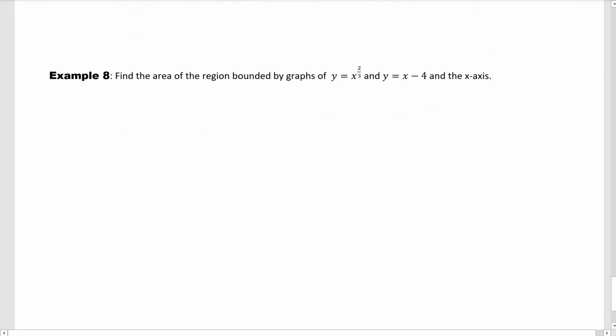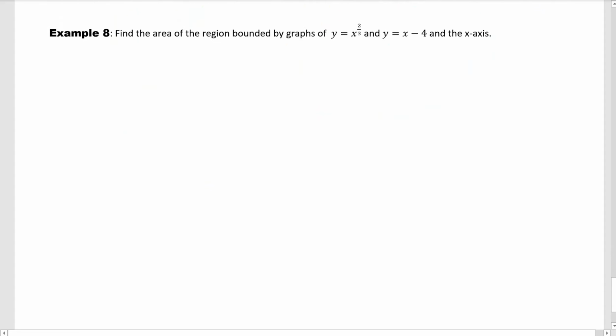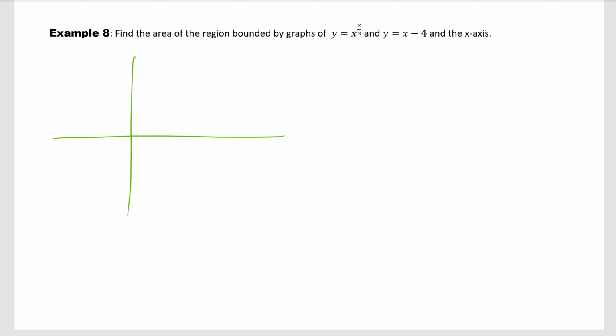Okay, let's continue. Example 8. We want to find the area of the region bounded by the graph y equals x to the 2/3 and y equals x minus 4 and the x-axis. Okay, so let's draw it. Well, we know x minus 4 passes through, when x is 0, we get -4, and when x is 4, we get 0. Okay, so this is the line. We draw the line first. The line is easier to draw.